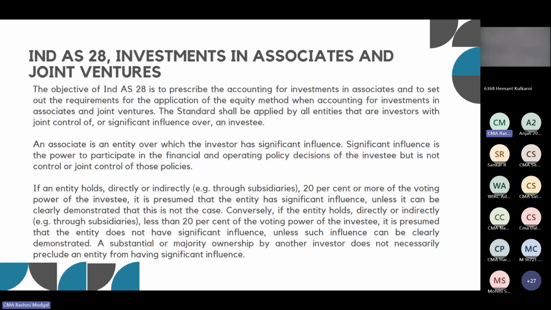Conversely, if the entity holds, directly or indirectly through subsidiaries, less than 20% of the voting rights in the investee, it is presumed that the entity does not have significant influence, unless such influence can be clearly demonstrated. A substantial or majority ownership by another investor does not necessarily preclude an entity from having significant influence.